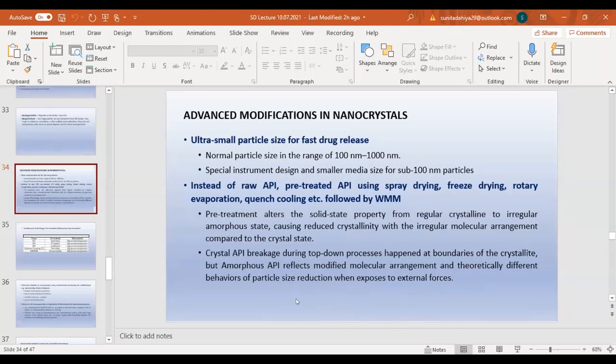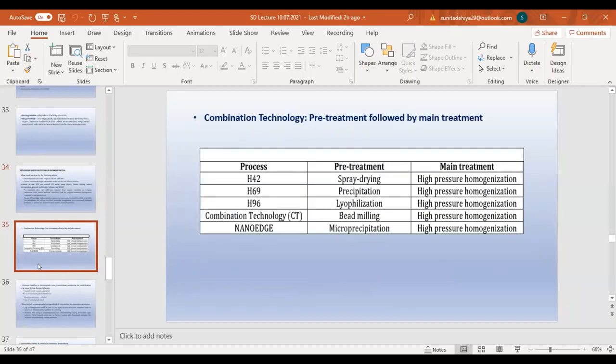Compared to the amorphous API, which reflects the molecular arrangement, which is modified. So theoretically, if you see, the nanomilling of the amorphous API and crystal API will be quite different. And there are so many patented technologies which are reported.